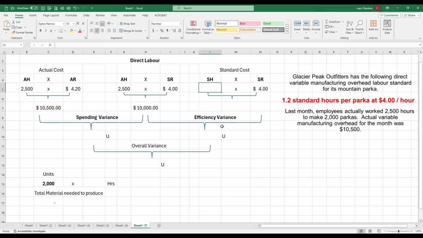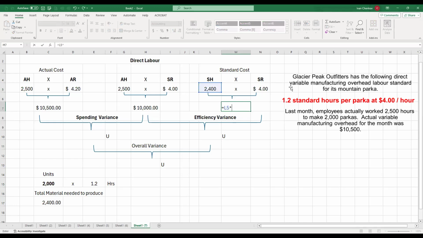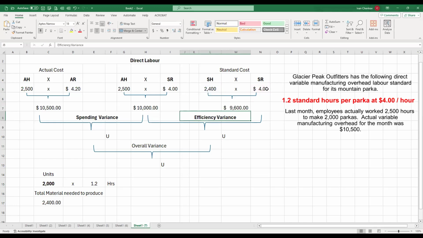So the last number that's left is the standard hours that we need. How many units we produce? 2,000 units. How many hours we applying to 1 unit? 1.2. So how many standard hours do we need for our production of 2,000 units? 2,400 hours, correct? So based on our standards, our variable overhead should be $9,600.